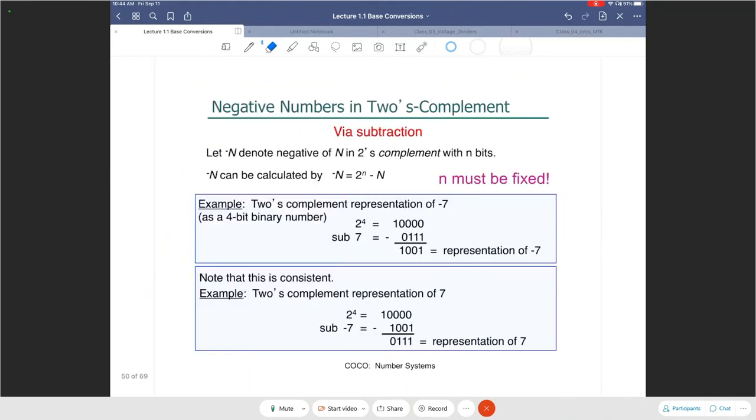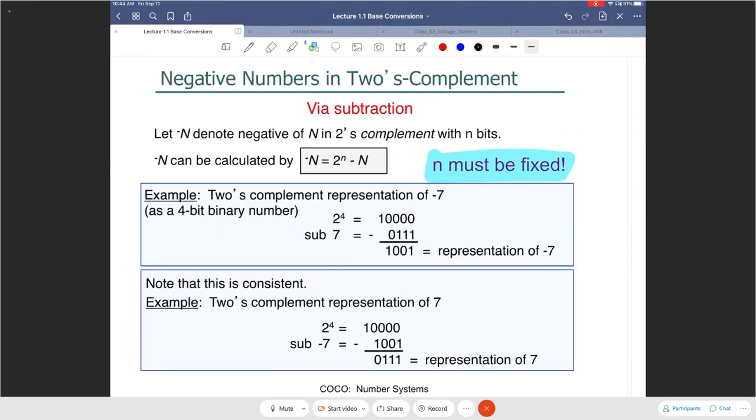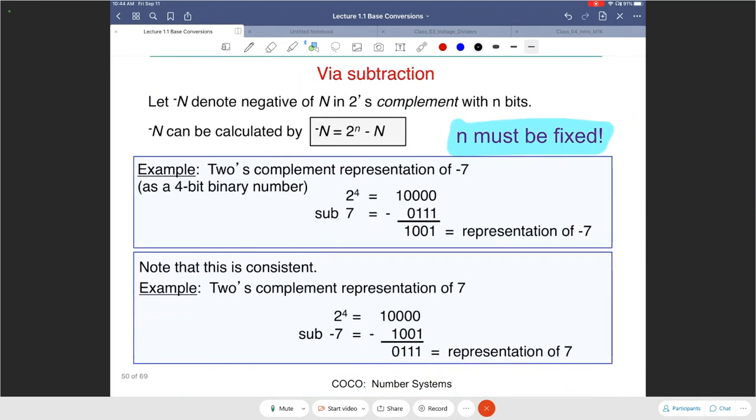Let's come to negative numbers in 2's complement form. We talked about the fact that we need to fix n, right? Number of bits have to be fixed, and that's the definition. We also looked at that just a bit ago. -n represented as 2 raised to small n, where small n is the number of bits we are using minus the number itself. Now you see this example we just did, right? 2's complement representation of -7. We just did that, 1, 0, 0, 1. We got that same answer.